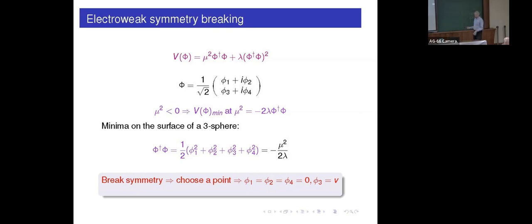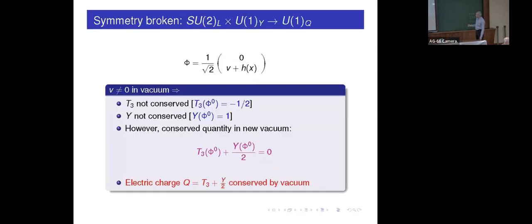Spontaneous symmetry breaking means that you break this symmetry on this sphere and choose one point on the sphere. What we normally do is we choose that point which has phi 3 equal to V, and all the other three are 0. Which means there's a V here and everything else is 0. Okay, which is like saying that my phi has a form which is 0 and V plus H of X. This H of X will be the Higgs field that we'll actually end up observing. This will be the vacuum expectation value.